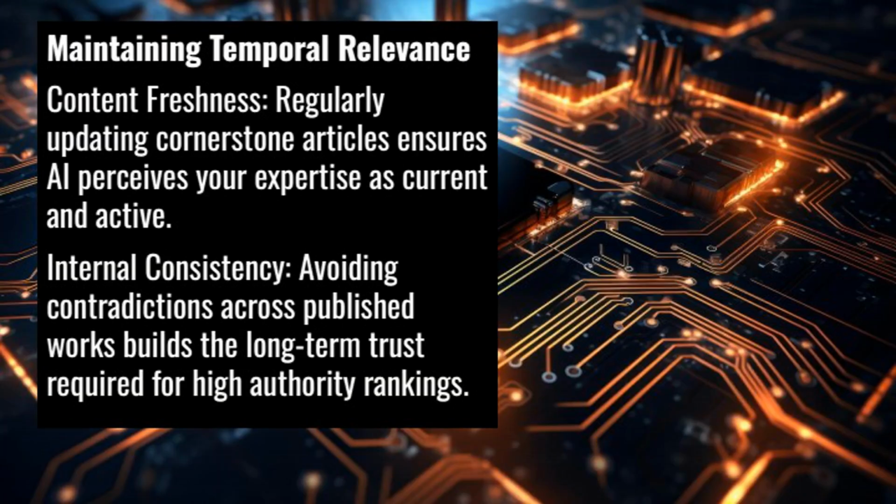A high authority score is not permanent. It requires constant maintenance through temporal relevance or freshness. AI systems prioritize recent data, especially in fast-moving fields like technology, finance, or science, because older information may be obsolete. Regularly updating your cornerstone content and adding new insights ensures that the AI perceives your site as an active, current authority. Additionally, avoiding contradictions across your various published works is essential, as internal consistency builds the trust component of the AI's evaluation, confirming that your data remains reliable over time.